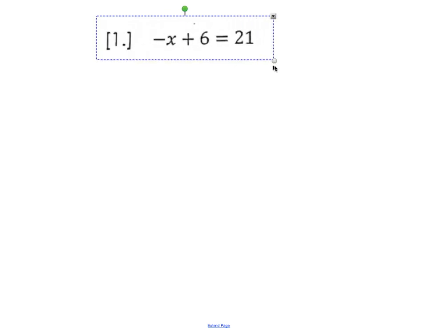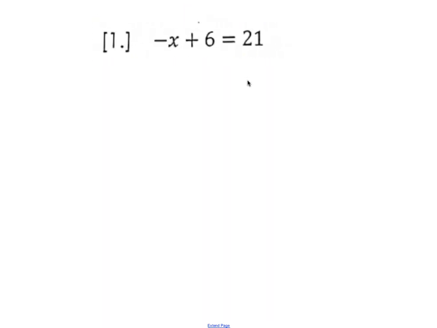Negative x plus 6 equals 21. Yep, minus 6. I'm going to subtract that positive 6. The opposite of adding 6 is to subtract 6. So let's get this minus 6 here. And then when I cross that out, what comes down on the left-hand side? Negative x equals, and then 21 minus 6 is 15.